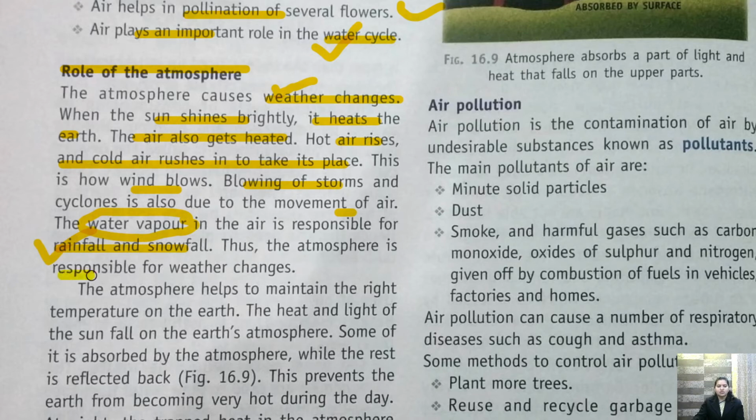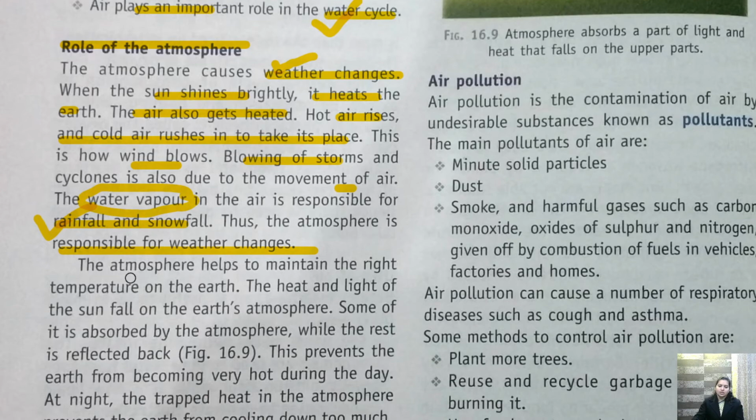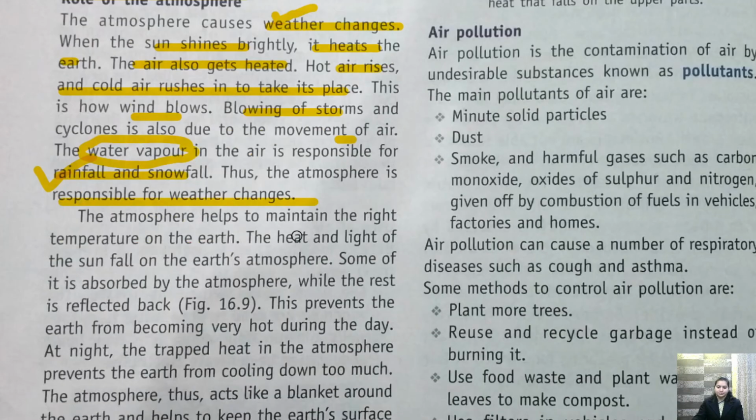Thus, atmosphere is responsible for weather change. ठीक है. एटमॉस्फेयर है तो बारिश हो रही है, एटमॉस्फेयर है तो गर्मी आ रही है, एटमॉस्फेयर है तो ठंडी हवा चल रही है. And it changes the temperature. So अगर गर्मी और गर्म हवा चल रही है तो it is summer, ठंडी हवा चल रही है तो it is winter, और water vapor है तो it is rainy season. So it changes the weather.